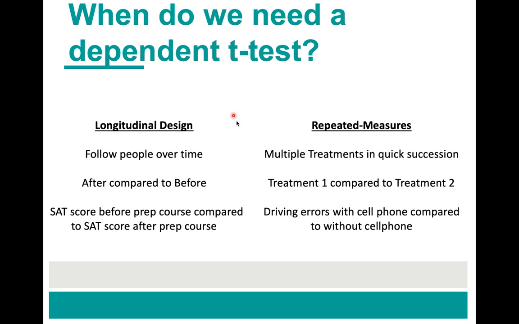So in either of these situations, and these are the more common ones that you will see, we need what's called a dependent t-test. A good way to remember why we call this a dependent t-test is because the scores are dependent upon one another because it's the same people, right? Your after score is, in a sense, dependent upon your before score because it's the same group of people. So think about it that way.